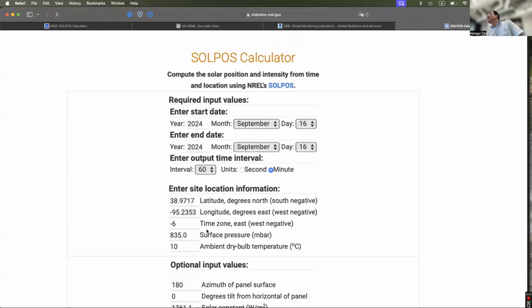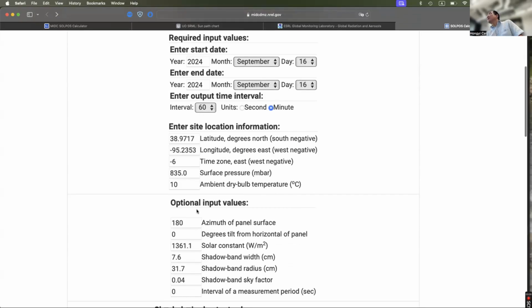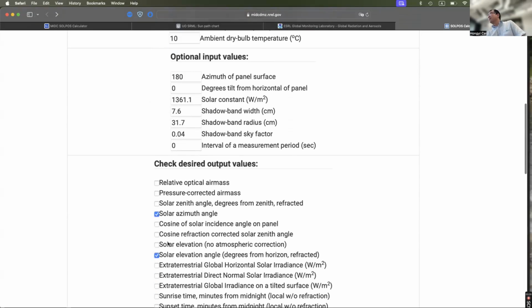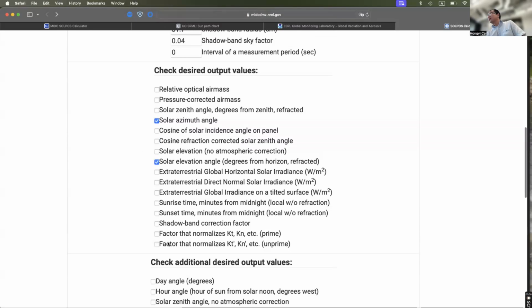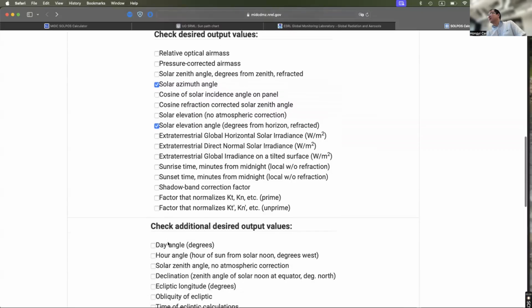Yeah, 2020, 2020. I think I have everything. Let me just check: desired azimuth angle, elevation angle, factor, shadow.